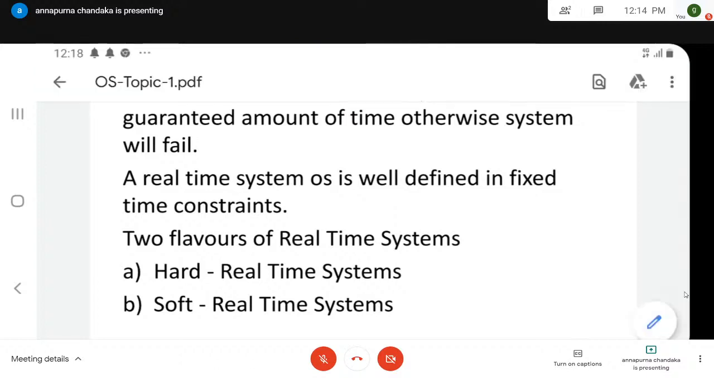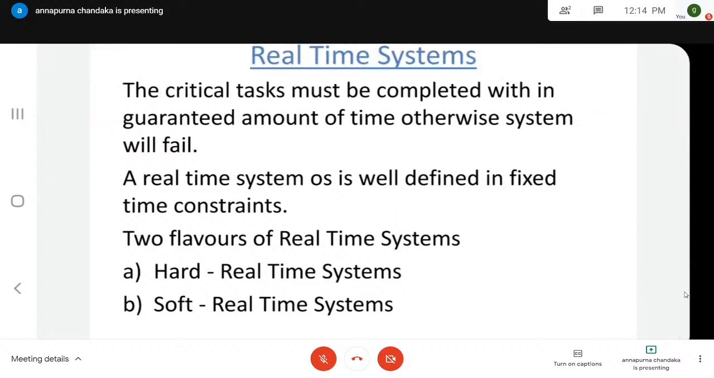Whatever task you have been given, that particular task must be completed within a guaranteed amount of time, otherwise the system will fail. Such a thing is called a real-time operating system. So this is one example which is near to you.